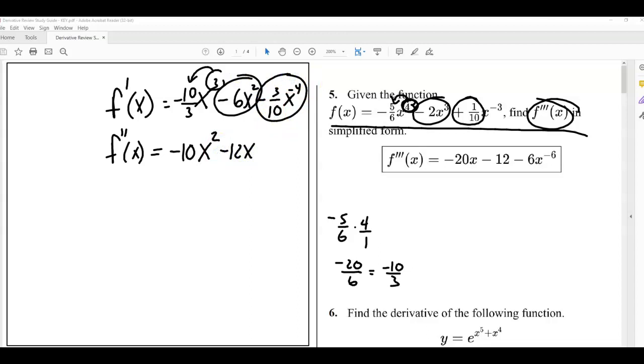Take the derivative of that, that's going to be negative, actually it can end up being positive because we're going to do a negative 4 times a negative 3/10. So it's going to be positive 12 over 10 x to the negative 5 now. I think I will go ahead and reduce that before I go any further.